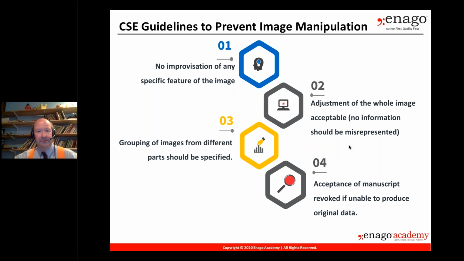So this is what we're looking for. Don't improvise. That would be changing one part, not other parts. Adjust the whole image. Again, be consistent throughout your data. If you're grouping images, make sure it's clear. That's like saying this is part A, part B, part C of a figure. Don't glue them together and make it look as if, or even create the appearance that, they're one image.